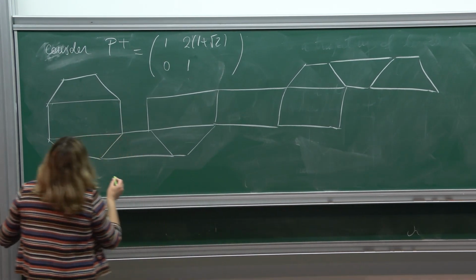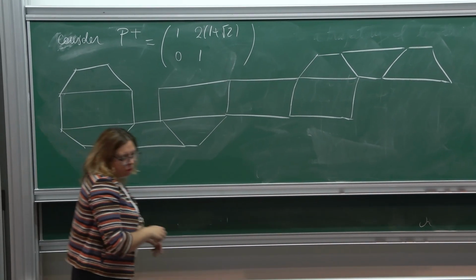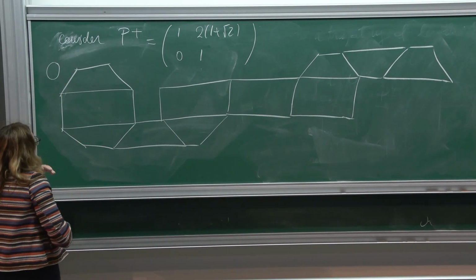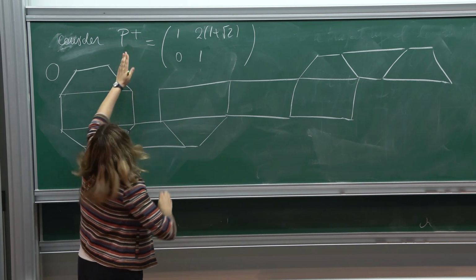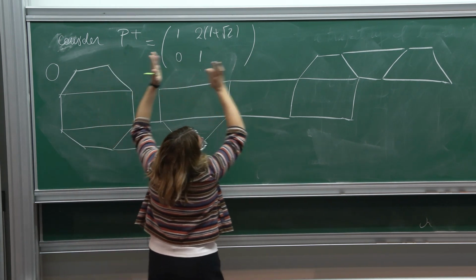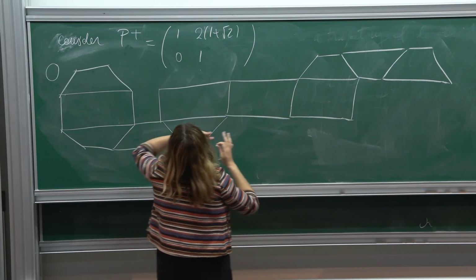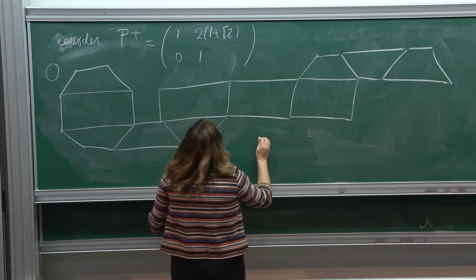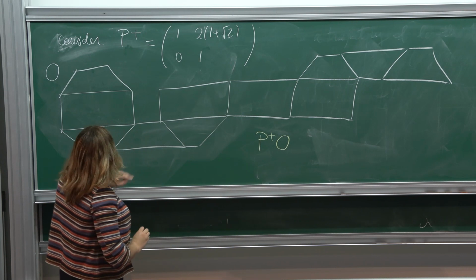And now I'm going to draw, so this is my original octagon O. And now I want to apply the matrix P plus to O. So P plus is a diagonal matrix, so it performs a shear. And I claim that I can draw the sheared octagon. So I want to draw P plus of O. And it's nice to have this grid.